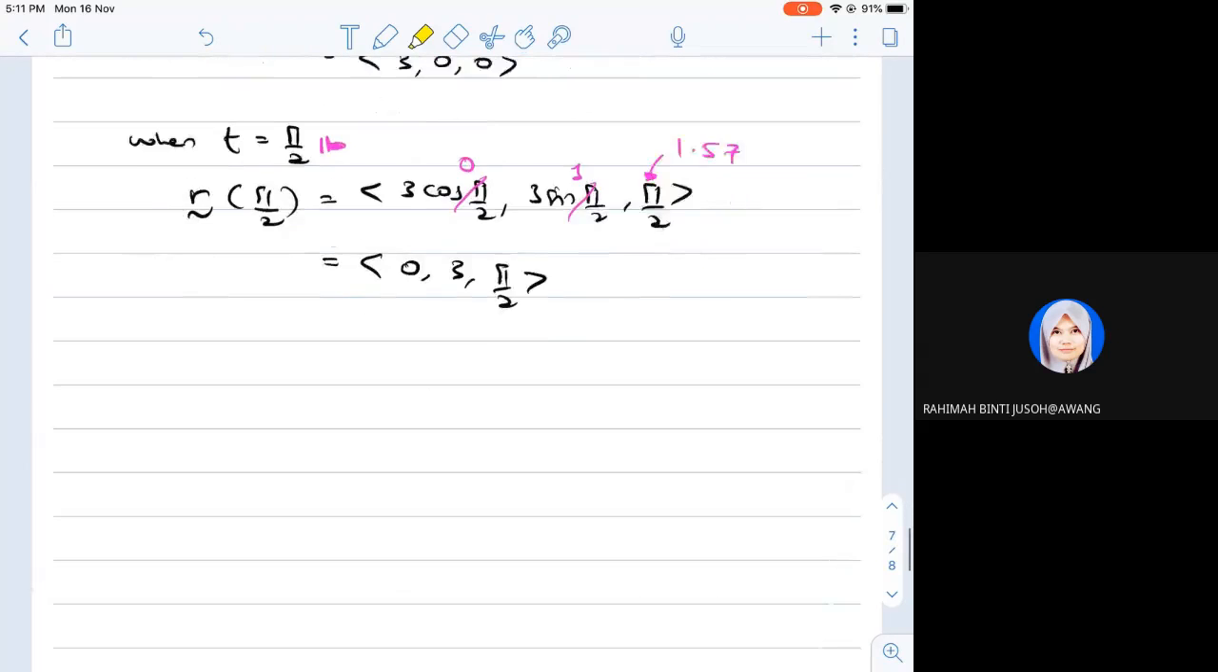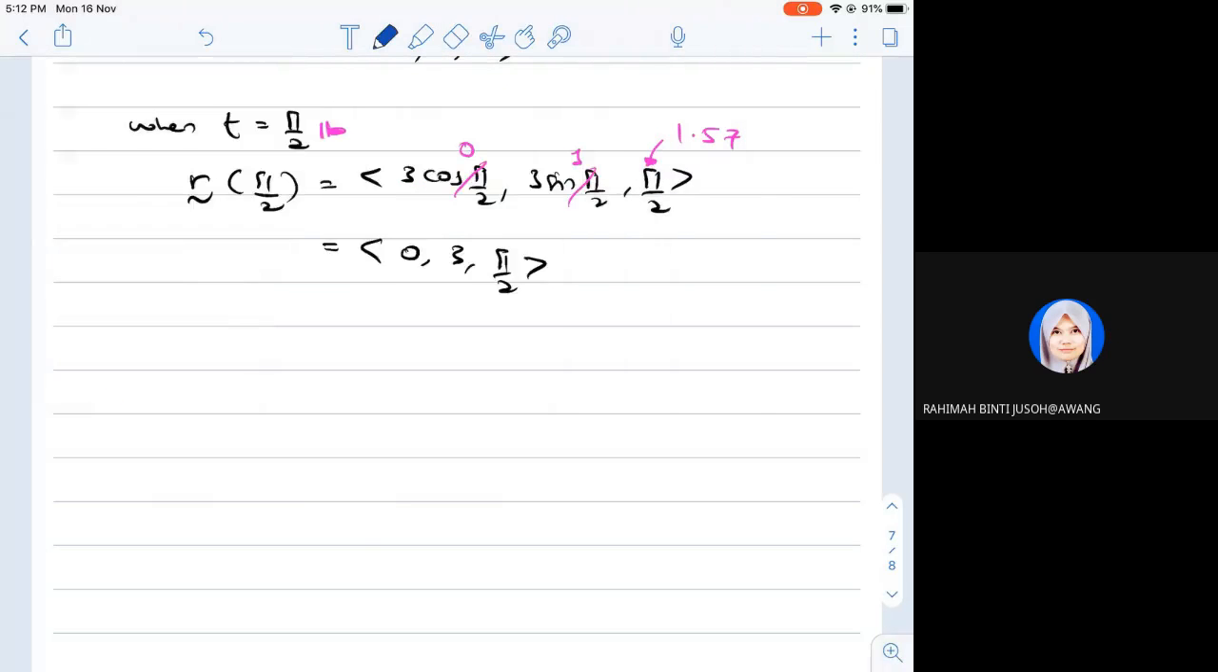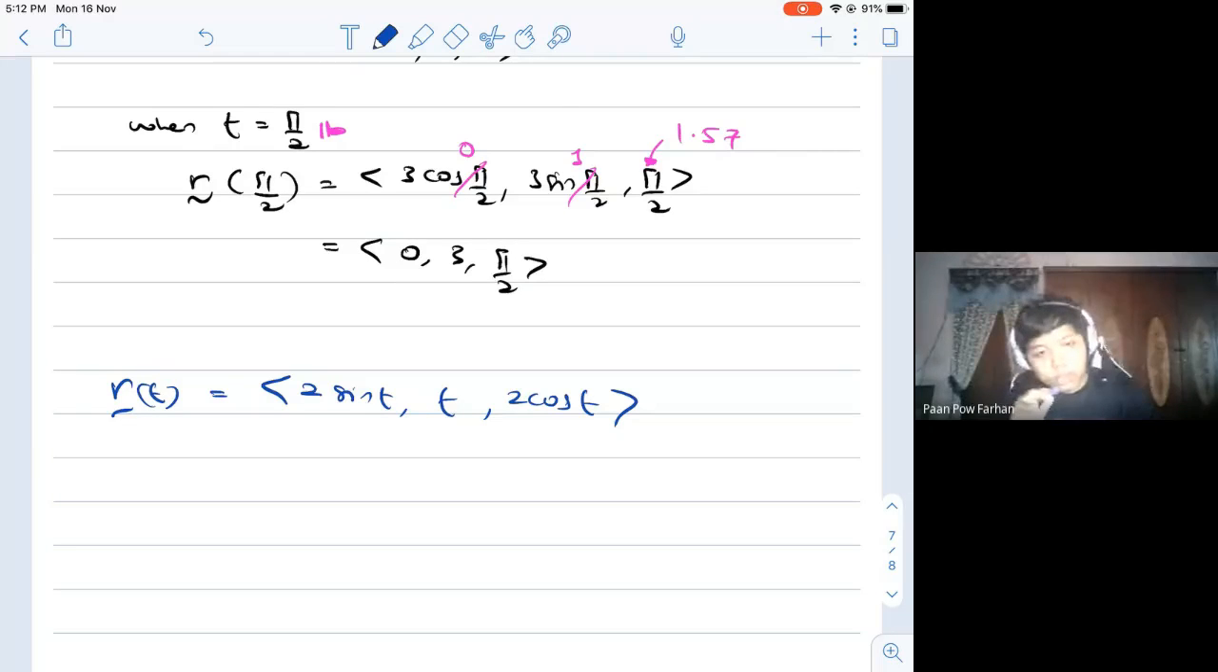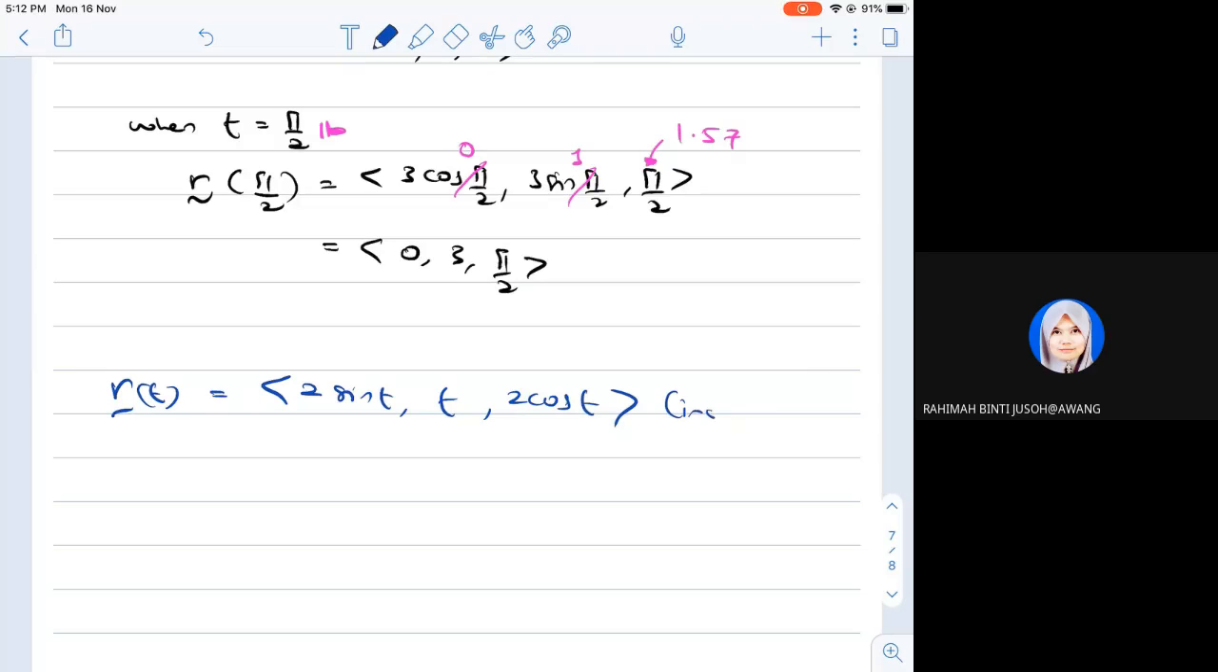What if I change the equation? If I give you a question like this, r(t) equals 2 sin t, t, 2 cos t, what shape is this? A circle, but on the y-axis. It's also a circular helix, but parallel to the y-axis. It depends on the values of T, where the position of your T is.